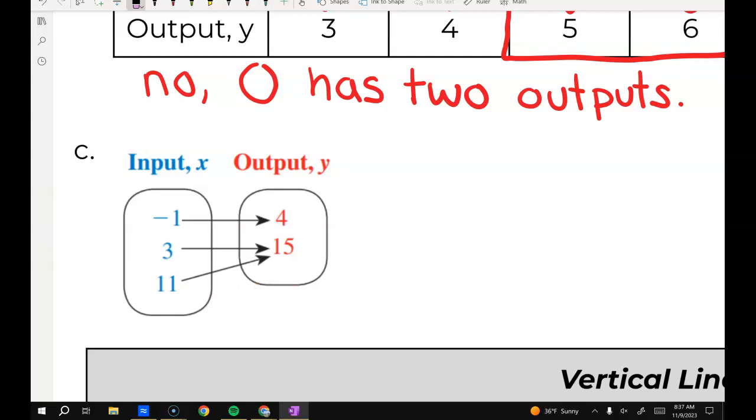This still is a function because each input has exactly one output. 3 goes to 15, 11 goes to 15. 3 and 11 are different inputs, so it's still okay that they go to the same output. All right? 3 still has exactly one output, 11 still has exactly one output. They just happen to be the same. So if we were going to write this, we would say yes.